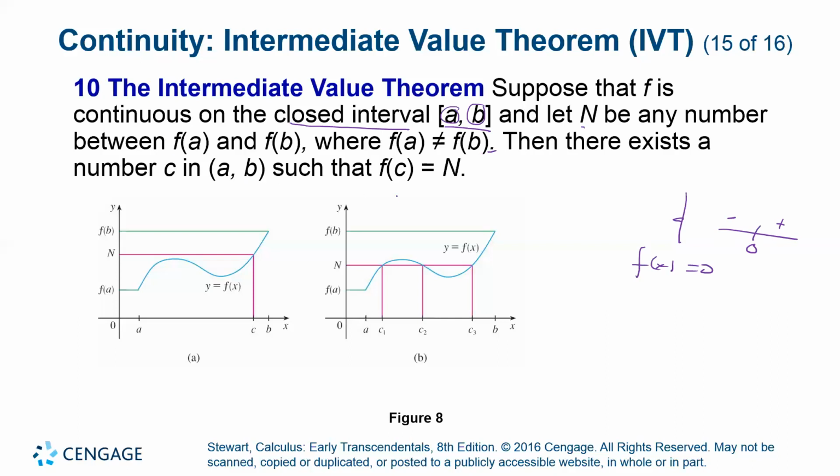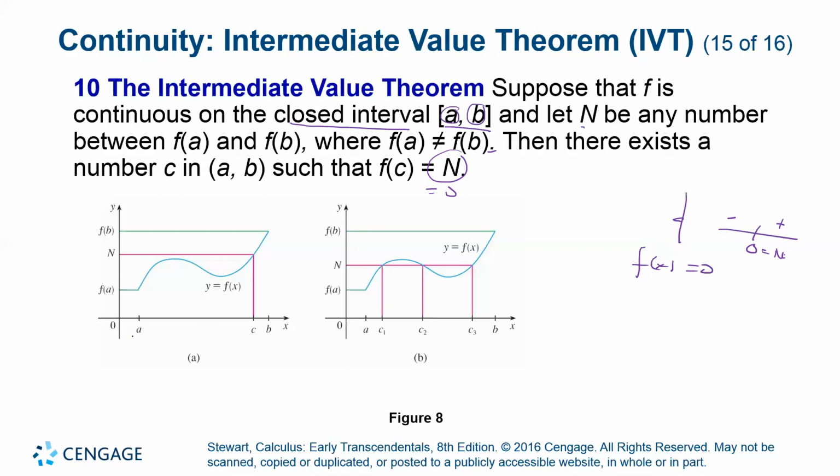If this situation is true, then you can say that there is a c in the interval a and b such that the function value of c is equal to n. So if n is 0, in this case, this is my n, then I can say that this is equal to 0. Therefore, I can find the root, or the solution to the function.